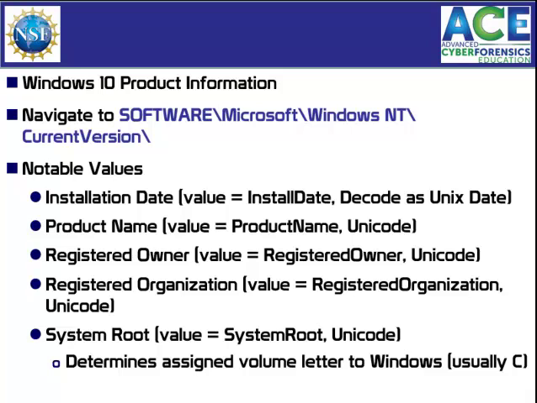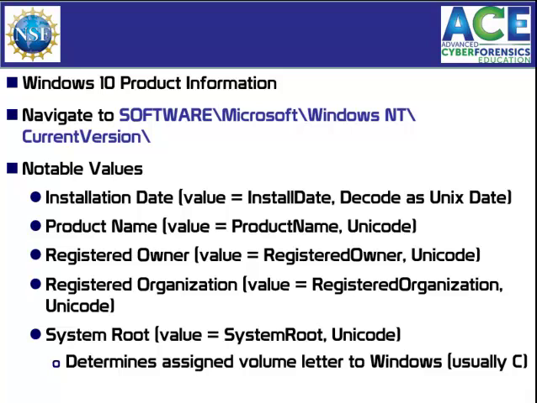Also is the product name, which is stored in Unicode, basically the name of Windows. So it could be Windows 7 Ultimate, Windows 8 Enterprise, Windows 10 Enterprise, whatever the naming convention happens to be for that version of Windows.